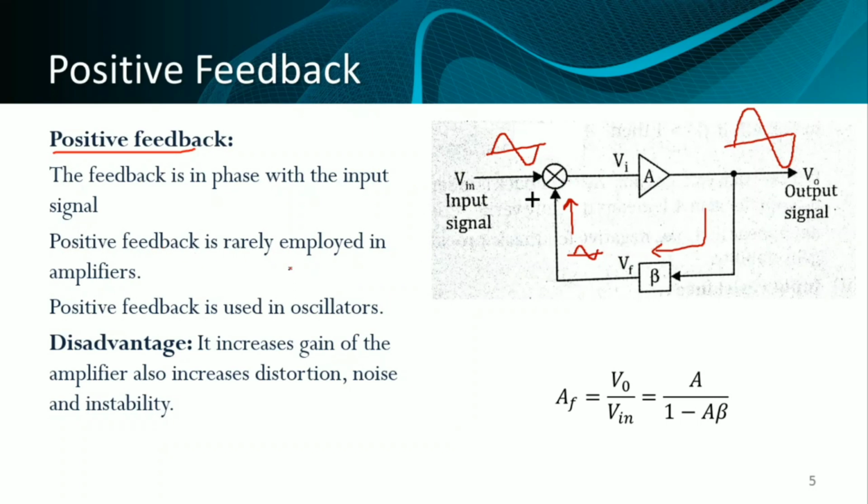Positive feedback is rarely used in amplifiers. We don't use positive feedback when we design amplifiers. We use positive feedback only in oscillators. Why don't we use it in an amplifier? Because suppose there is some addition of noise at the amplifier stage. It means that the output is also added with noise. So you have a noise here.